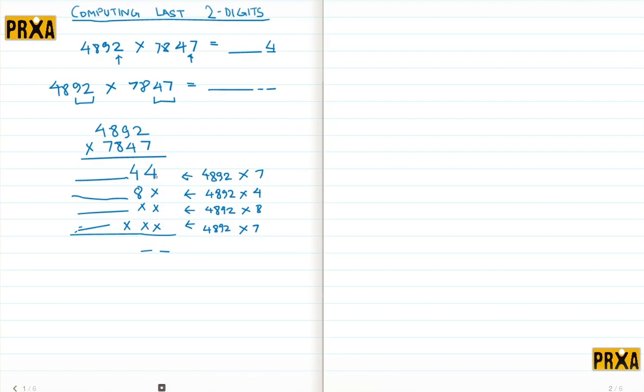So the last two digits of my final answer are 4 in the ones place, and 8 times 8 plus 4 is 12, so 2 of this computation. All right, so you notice that the only computation that matters to me in computing the last two digits of this product is 92 times 47. So if I get the last two digits of just this computation, it is enough to find the last two digits of this whole computation.